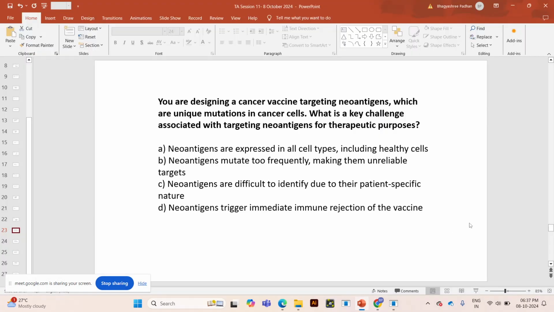Okay, so new antigens are basically proteins that form in cancer cells due to mutations in the tumor's DNA. Since it is associated with the tumor's DNA, it is very patient specific, and thus very difficult to identify, and it is very resource intensive and time consuming. But it can lead to patient specific therapy and personalized medicine development. So the correct answer would be option 3. New antigens are difficult to identify due to their patient specific nature.